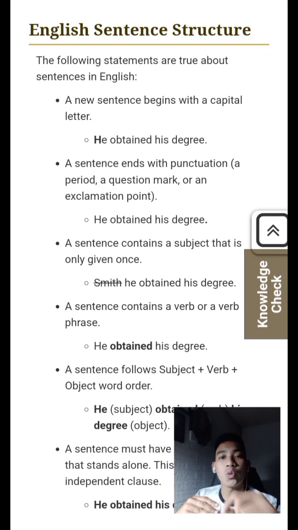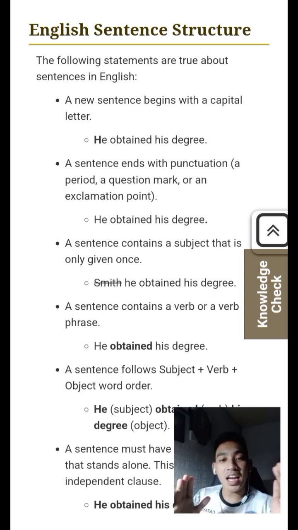Now let us go to English sentence structure. The following statements are true about sentences in English. A new sentence begins with a capital letter. As always, capital letter. Example, he obtained his degree. A sentence ends with punctuation: a period, a question mark, or an exclamation point.